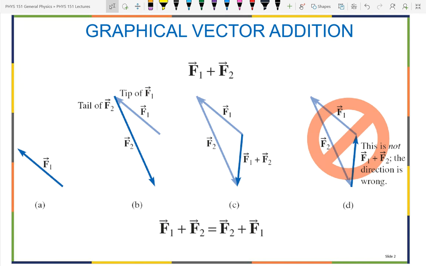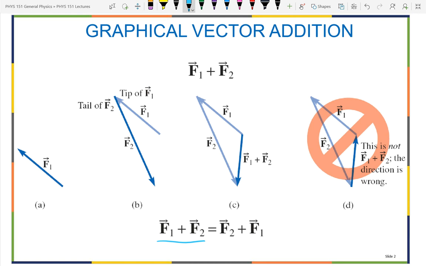I'm addicted to graphics. Graphical addition, we talked about it last class period, and I said the textbook uses the term head to tail. I learned tip to tail. And so when you add two vectors, so this shows F1 plus F2, you draw the F1 vector first. So you have the tail is where you start, the tip is where it ends. And then at the end of that tip, you put the F2 vector.